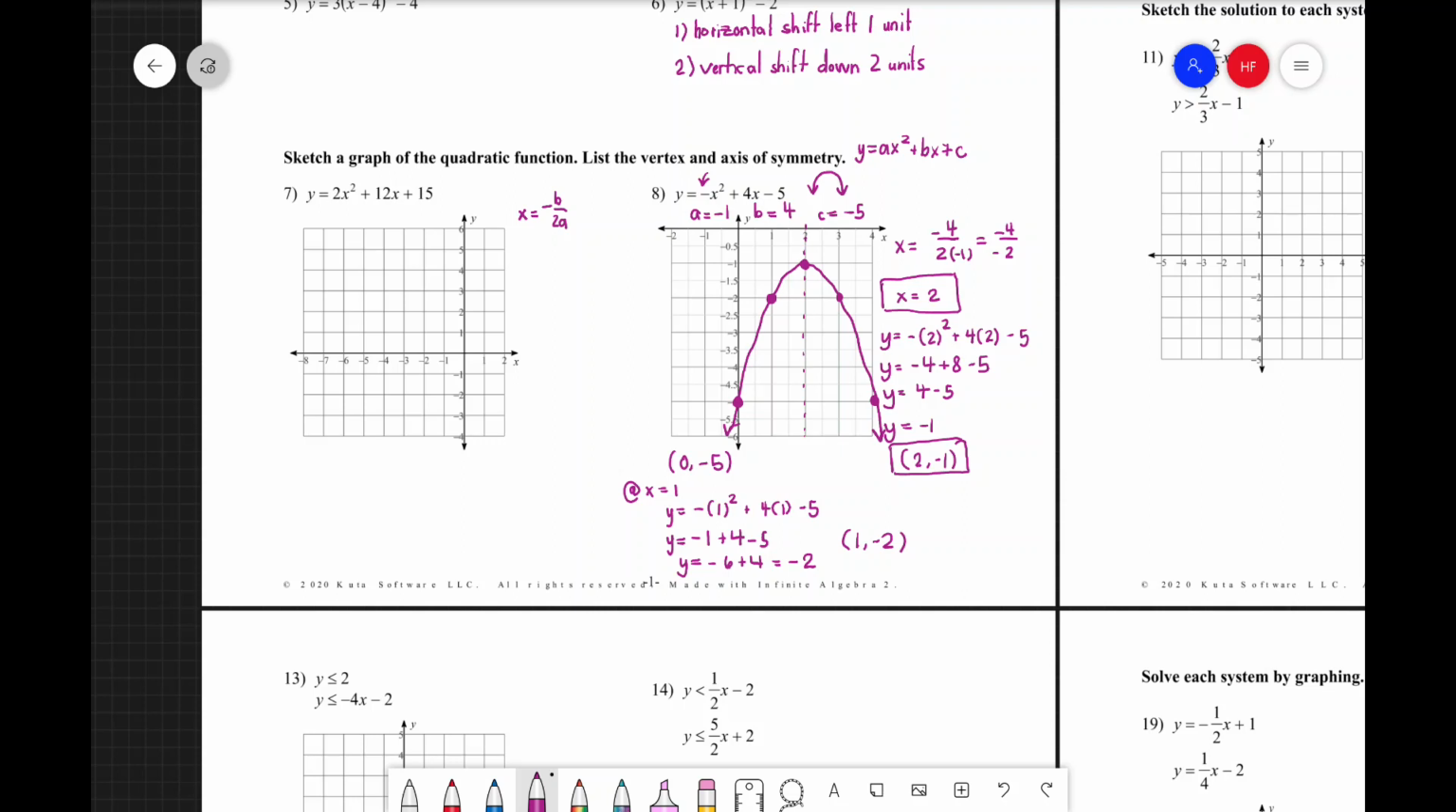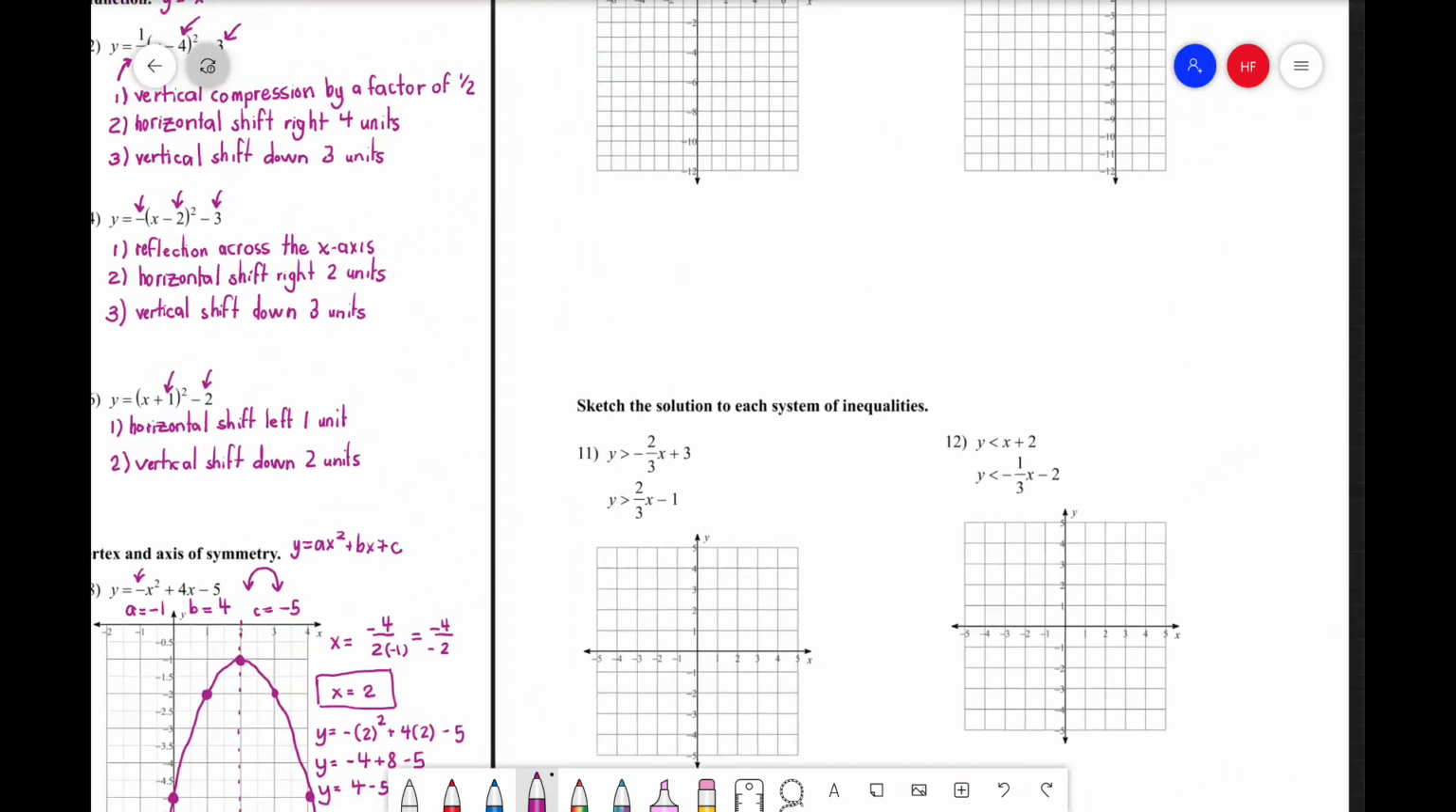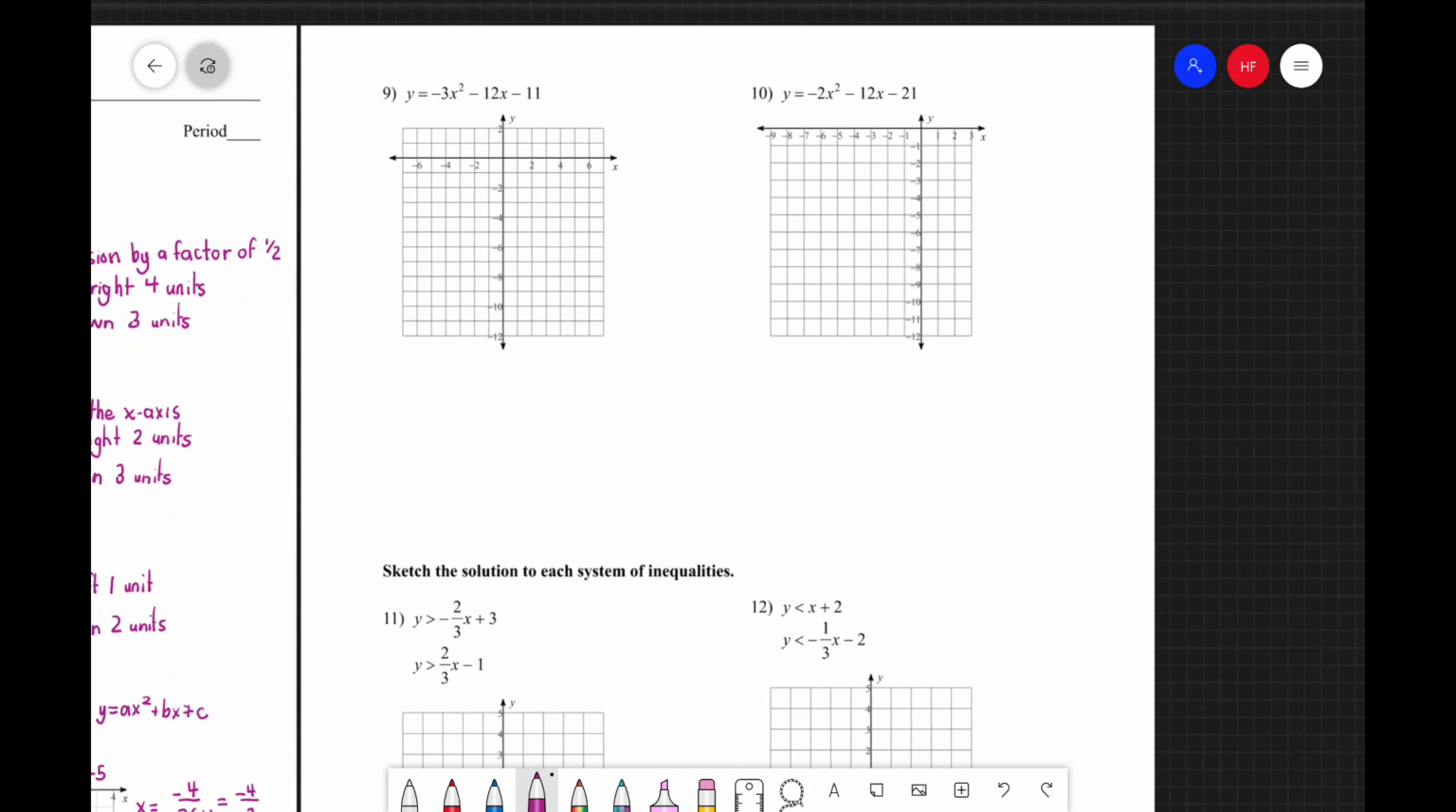So I found my vertex, I found my axis of symmetry, and I sketched the graph. So then we're going to do number 10. It's the same type of problem. So these are in standard form. So my axis of symmetry is x equals -b over 2a. So my a is -2, b is -12, and c is -21.